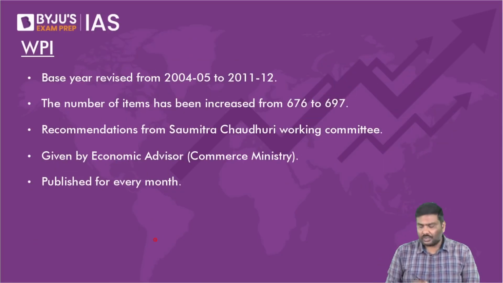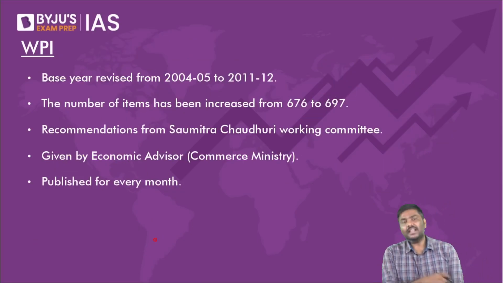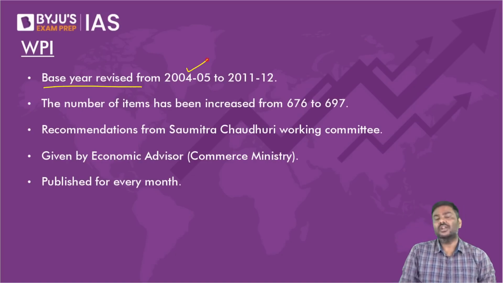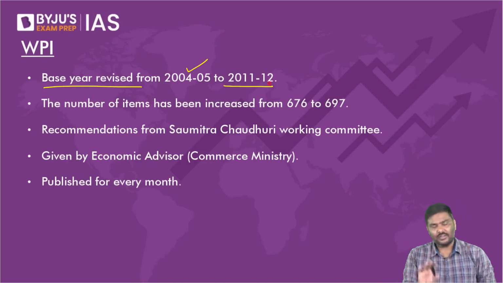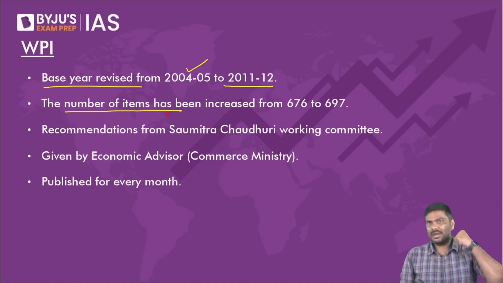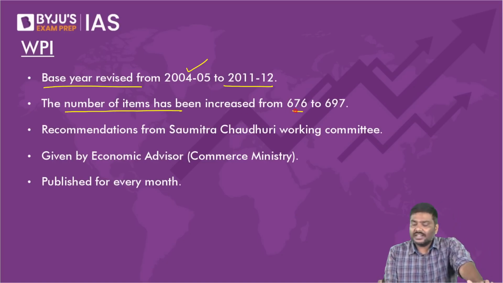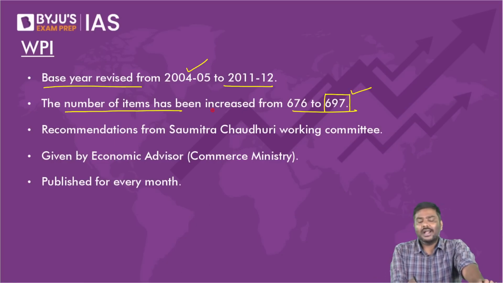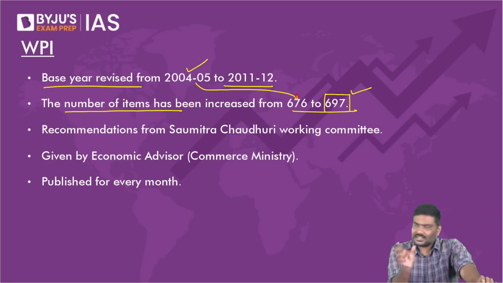Now let me enter into details of WPI. The base year earlier was 2004-05. Now it is 2011-12. How many commodities are there in the basket of WPI? 697 commodities, all goods. Earlier, when the base year was 2004-05, the basket had 676. Now there are 697. Sir, why do we change? Why can't we keep the basket constant?